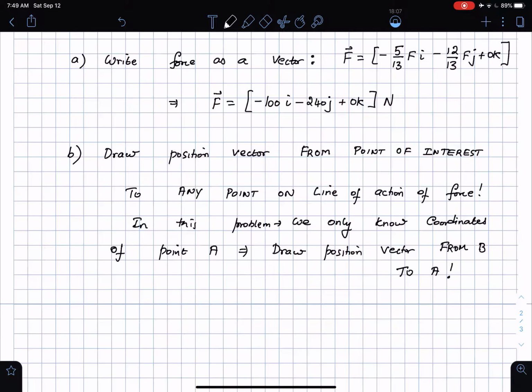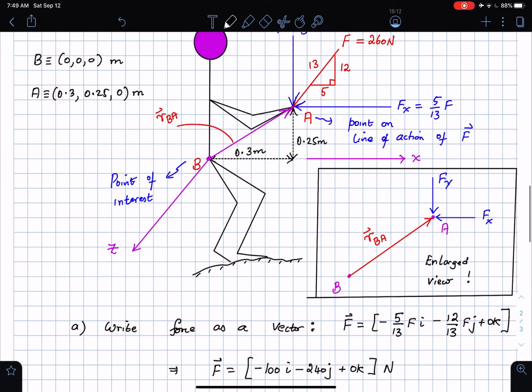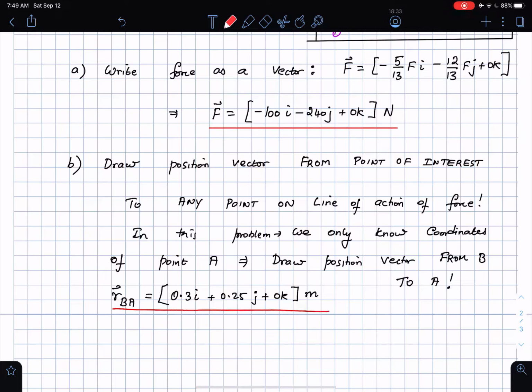And so this is going to be RBA, and if I look at the coordinates of BA, it's the coordinates of the last point minus the first point, so that's going to be 0.3i, 0.25j, and then 0k, so many meters. Okay, so I have two important pieces of information here. I have the force F here, and then I have the position vector here.